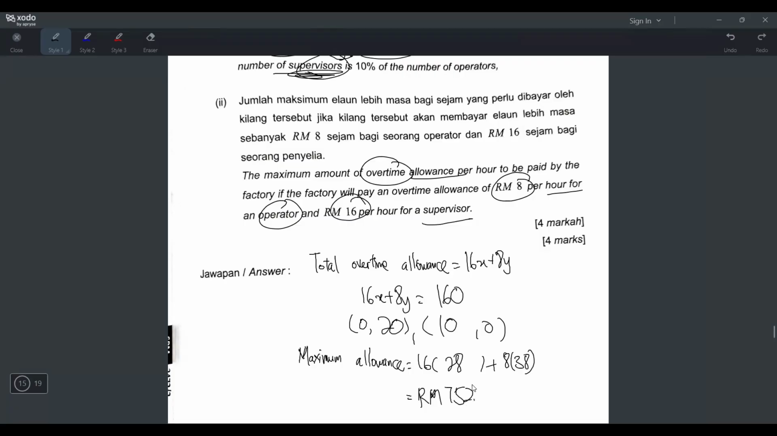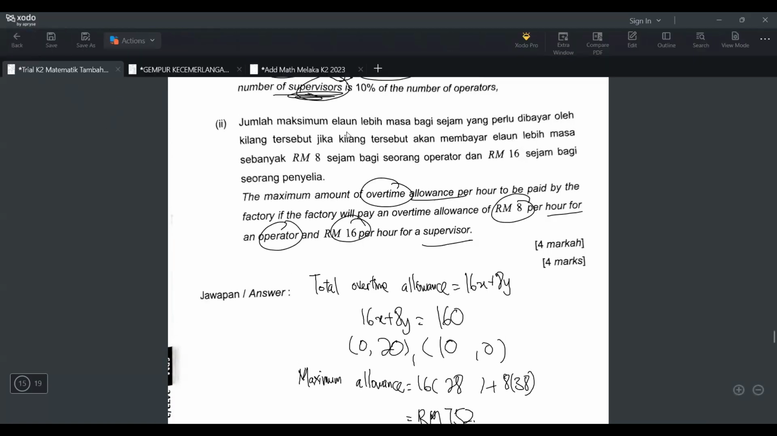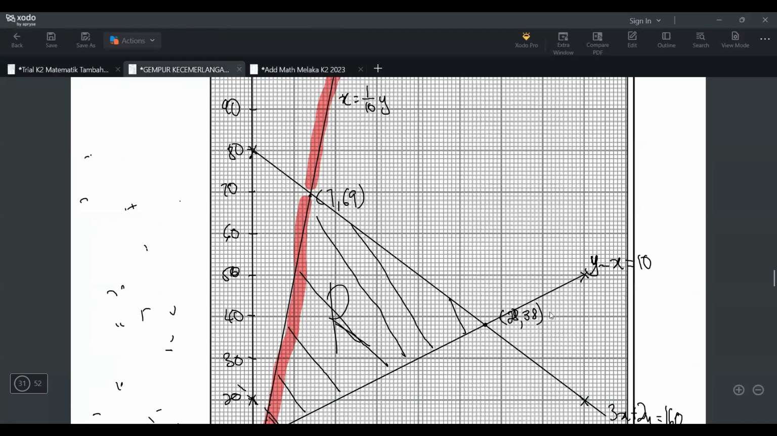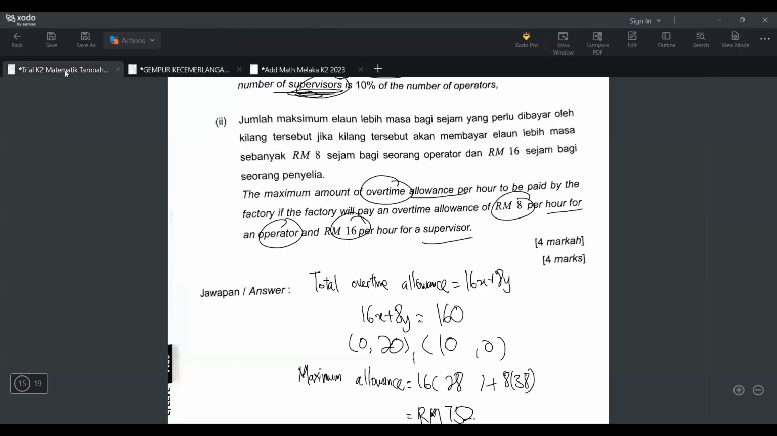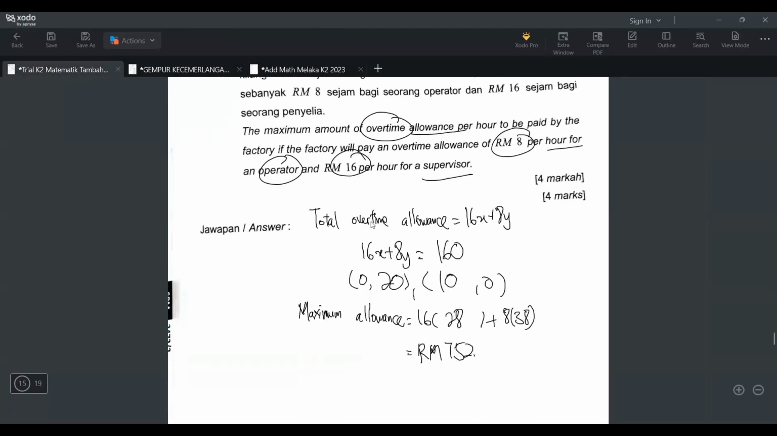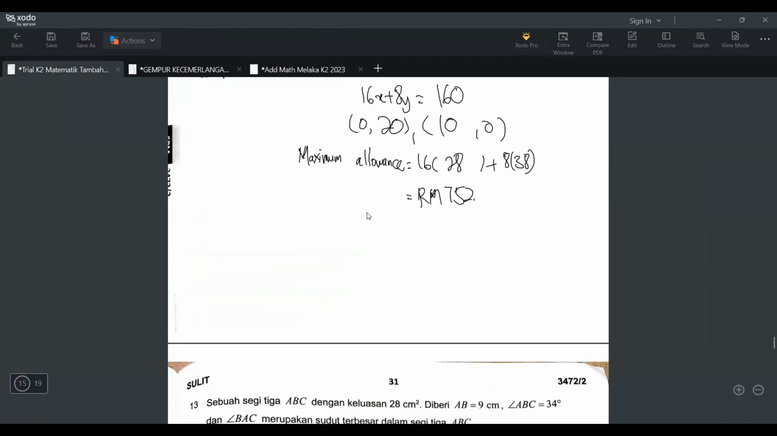Okay, I'm looking at the answer scheme, and the scheme actually puts 28, 37, right? So I think the scheme is wrong, because I tried using the simultaneous equation method already, to find the intersection point. I also get 28, 38. So I think the scheme is wrong. Sometimes the scheme also makes mistakes. Okay, so I will stick to my answer, and this is how I will do it. Hope you understand.